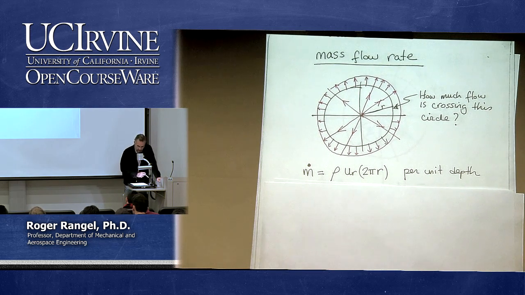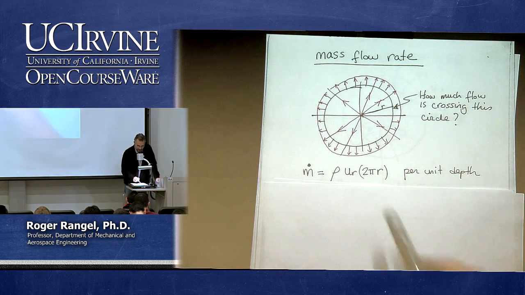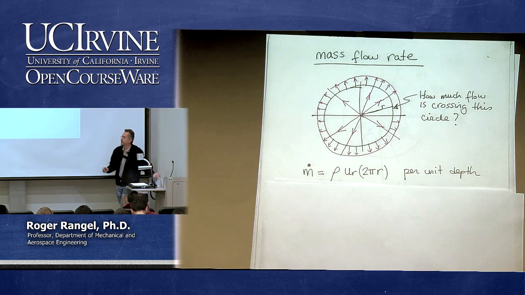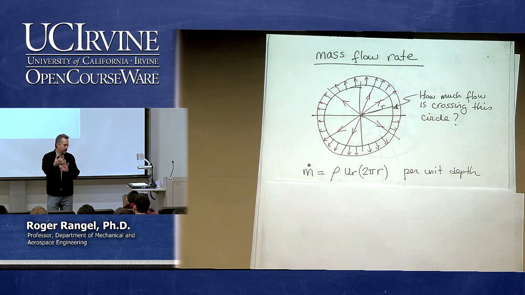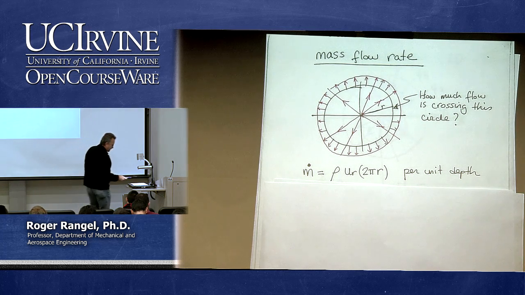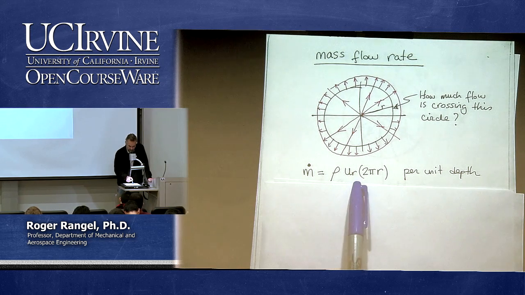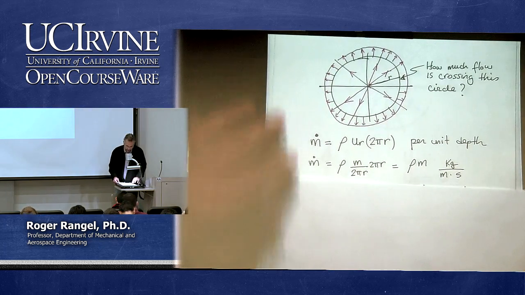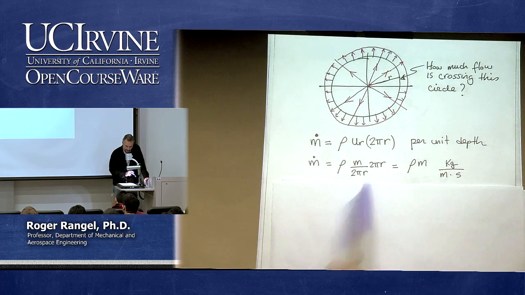The mass flow rate crossing that circle will be rho times the velocity times the area. The area would be the perimeter, which is 2 pi r. And of course, that's per unit depth, because remember, we're looking at a two-dimensional problem, so everything is going to be per unit depth. So m dot equals rho times u sub r times 2 pi r. And now we bring in what we just said about u sub r: u sub r is m over 2 pi r.